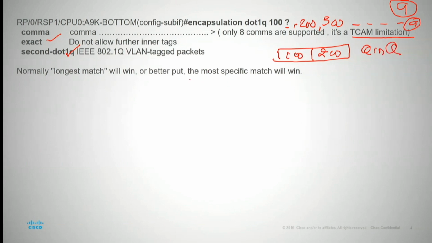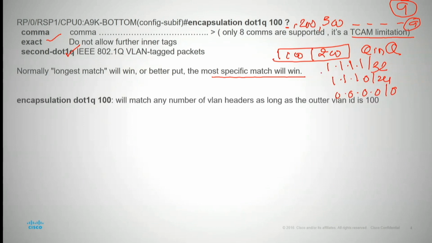If any frame hits this interface, then the most specific match will win. Like for IPv4, 1.1.1.1/32 is a more specific match than 1.1.1.0/24, which is more specific than 0.0.0.0. The same principle applies here as well. So we will see it.